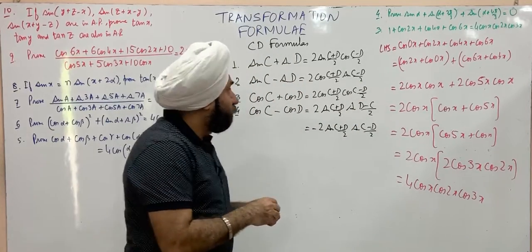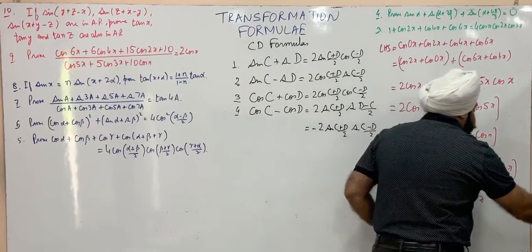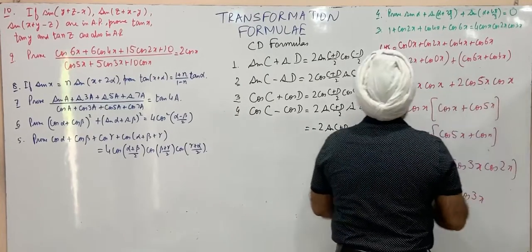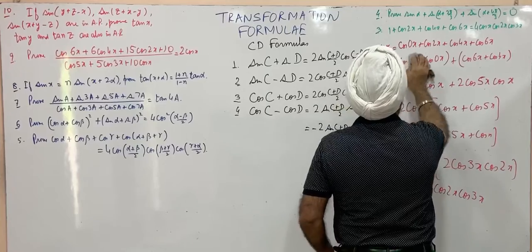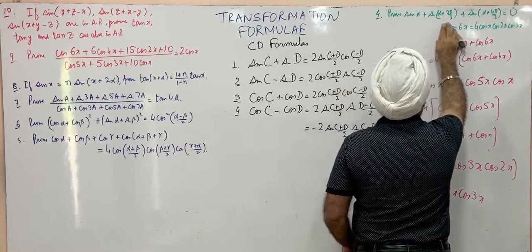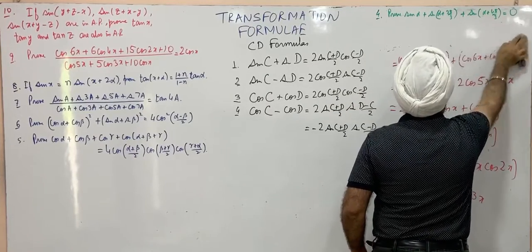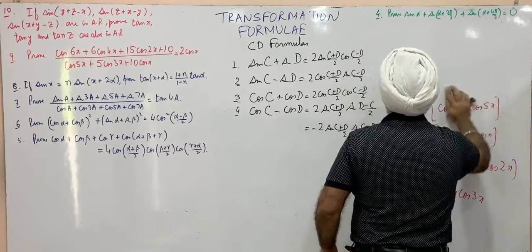The next one, we have to prove sine of alpha plus 2 pi by 3 plus sine of alpha plus 4 pi by 3 is equal to 0.